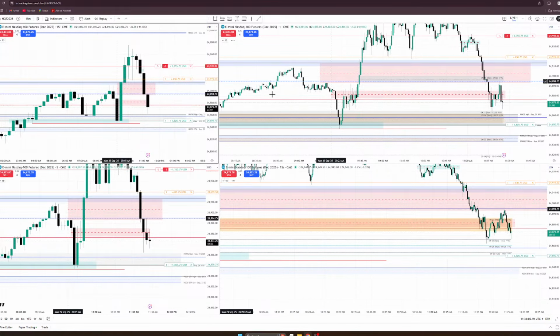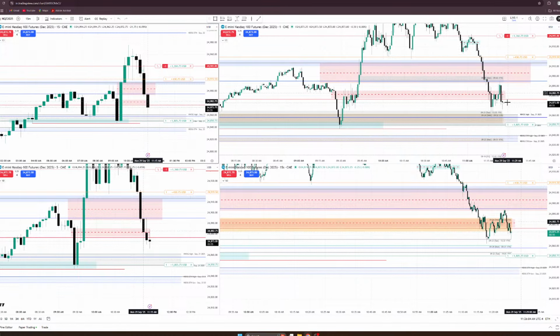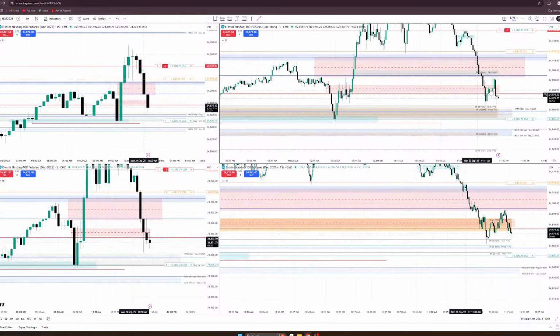Now again we closed below this bearish fair value gap. So now we want to see price just stay bearish below this bearish fair value gap, because price has already delivered so much in it. We had so much back and forth price action.